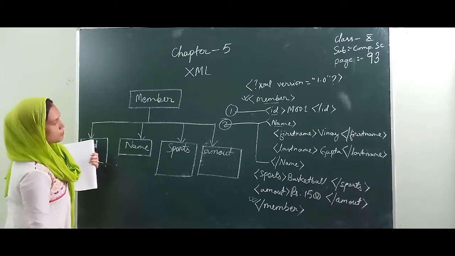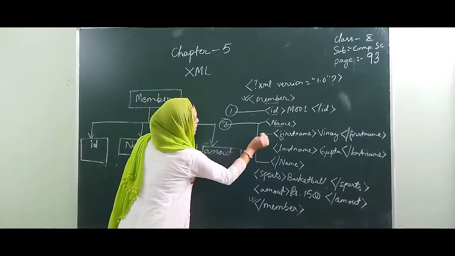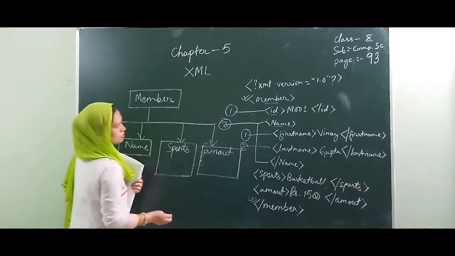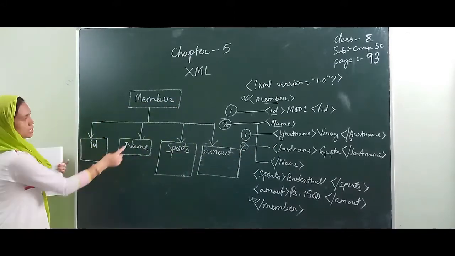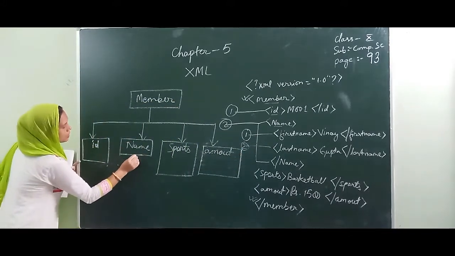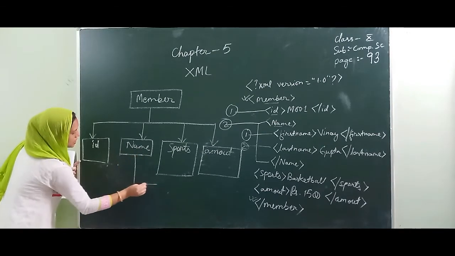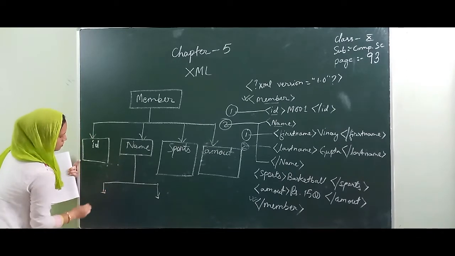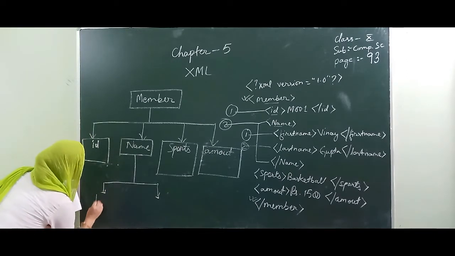Next, subchild elements. We have only two subchild elements, that is here 1 and here 2. So the subchild elements come under the element name. So just draw the subchild elements here. First name and the last name.